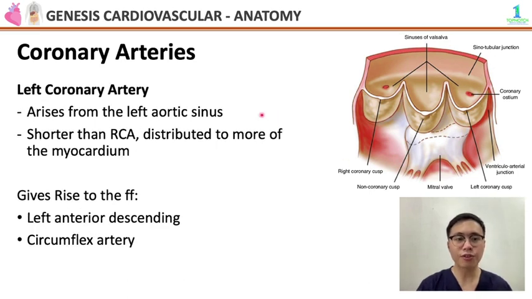So now we have the left coronary artery. This one arises from the left aortic sinus. As you can see in this picture, andito siya, no? So left coronary cusp giving rise to the left coronary artery. This one, compared to the RCA, it's actually quite short, but it is distributed to more of the myocardium. The left coronary artery gives rise to two major arteries. You have the LAD, the left anterior descending, and then you have the LCX, no, yung left circumflex artery natin.